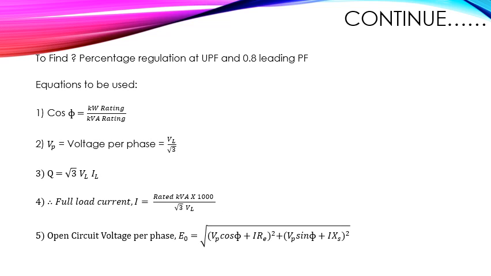So the same given data and the same equations we use here, but in the open circuit voltage per phase, E naught, in the equation we take cos phi as 0.8 but sin phi as minus 0.6. Why? Because phi has to be taken as negative for leading power factor.